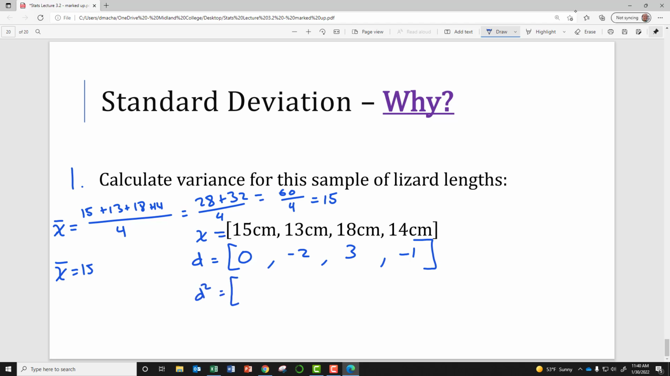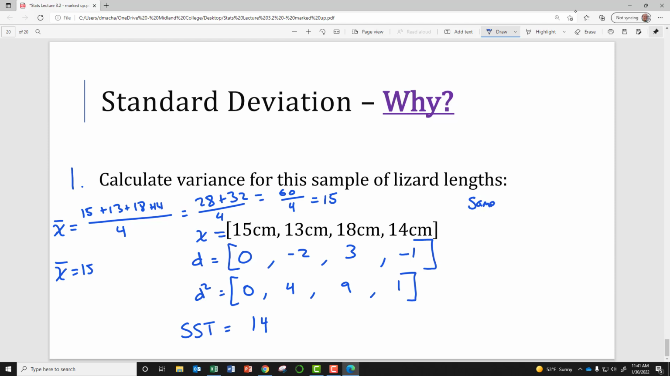I want to square the deviations, and so 0 squared is still 0. Negative 2 squared is 4, 3 squared is 9, negative 1 squared is 1. And then the sum of squared deviations, which we call SST, would just be 4 plus 9 plus 1, which is 14.